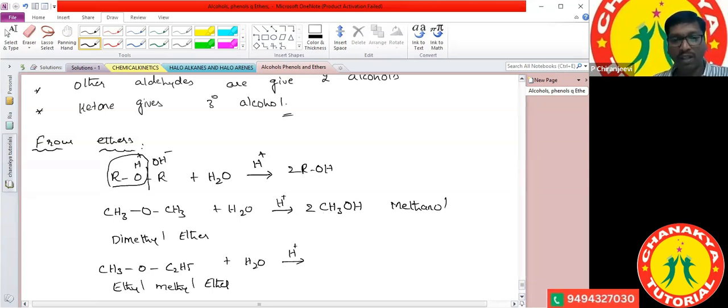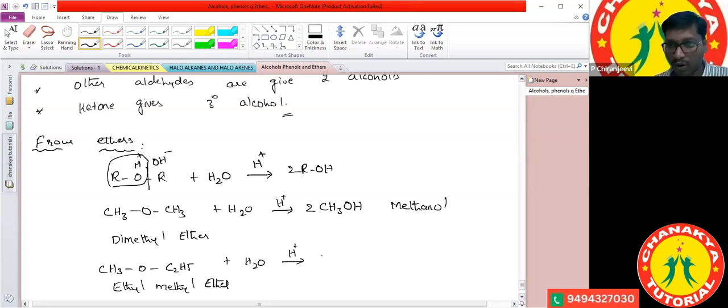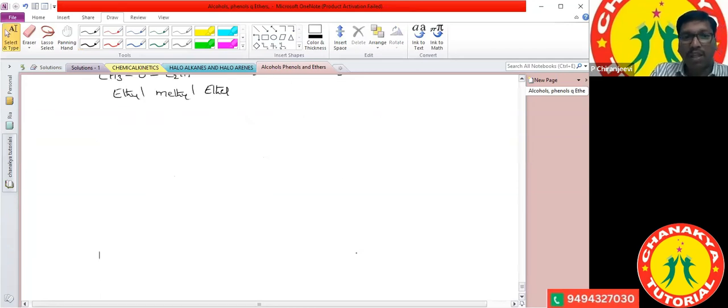Then if you check the second one, ethyl methyl ether. If ethyl methyl ether undergoes the hydrolysis reaction, what is the product going to be formed? Sir, ethanol and methanol. Very good, Ritu. One is methyl alcohol, CH3OH. Another one is C2H5OH. If unsymmetrical ethers undergo the hydrolysis reaction, they form two different alcohols. The two different alcohols can be separated by the distillation method. So the mixture of alcohols can be separated by distillation method. And the last reaction in this chapter here.